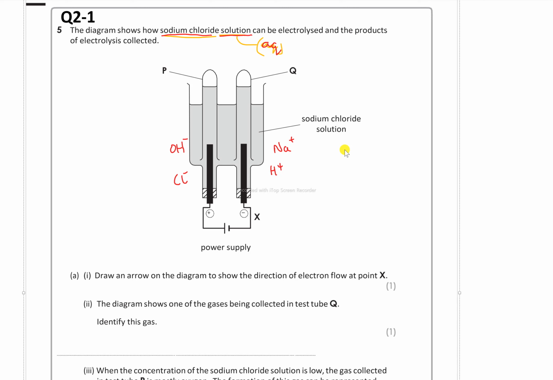This is what we also said. We said electrons carry the charge in the outside circuit, and ions carry the charge in the solution or the electrolyte. Right, now, first question: draw an arrow on the diagram to show the direction of electron flow. So electrons are flowing this way. It goes from negative all the way around back to the positive. Right, the diagram shows one of these gases being collected at Q here.